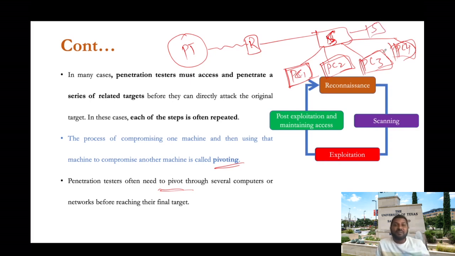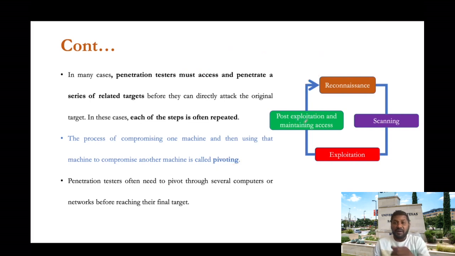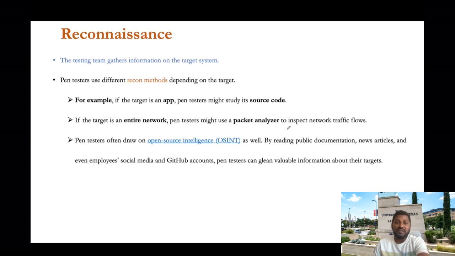This is what pen testers do, maybe internal pen testers or external pen testers, they follow these phases. So as we said, the first phase is the reconnaissance phase. What happens in the reconnaissance phase? If you see, the testing team gathers information on the target system.